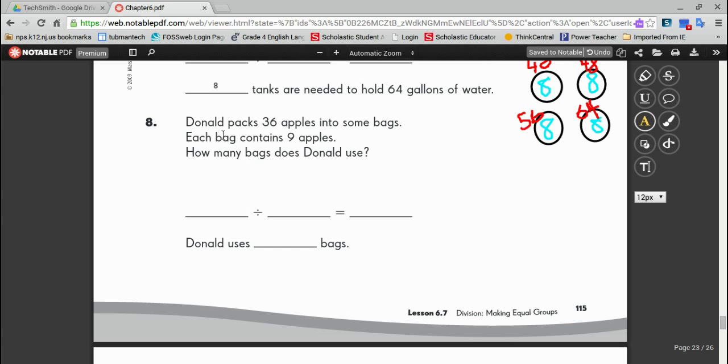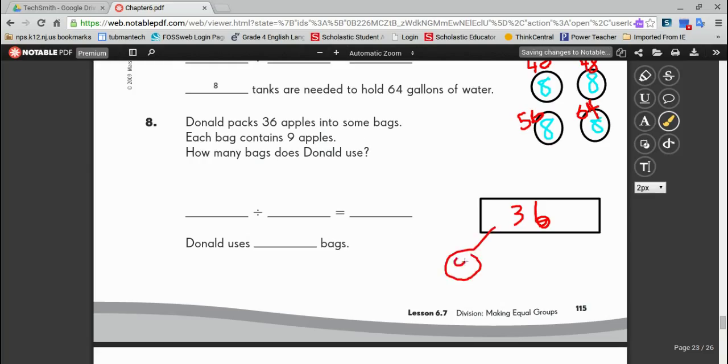Okay, let's do number 8. Donald packs 36 apples into some bags. Each bag contains 9 apples. And it's the same thing we did before. I'm going to draw you a picture just to show you. So here's some 36 apples. And I'm going to pack in some bags. So here's one bag. There's 9 in there because each bag contains 9. Here's another bag. And here's 9.